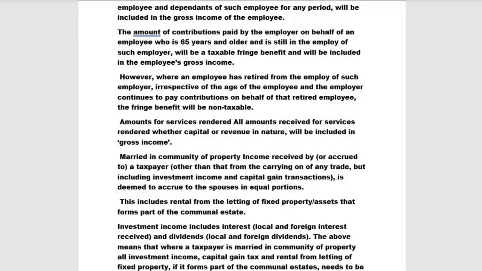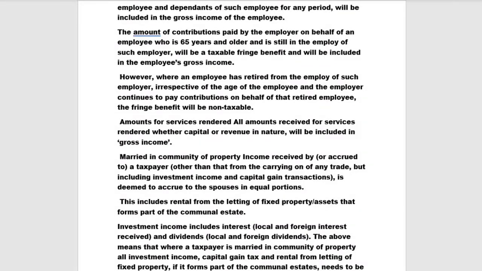Why do you think there's an in community or the out of community of property or an antenatal? Why do you think that could be a factor? All right. The type of marriage plays a major role in terms of the tax because it's all about the distribution should anything happen.